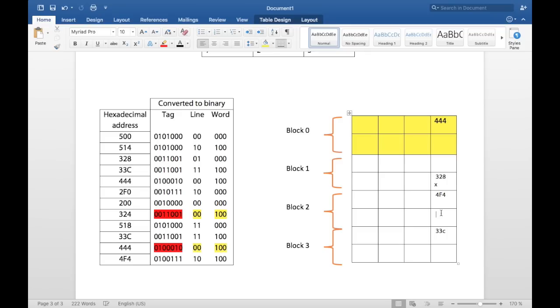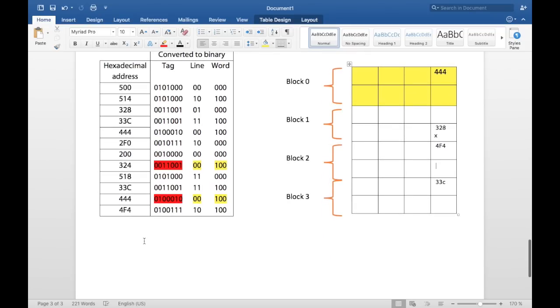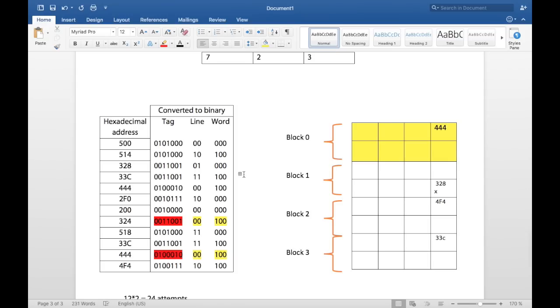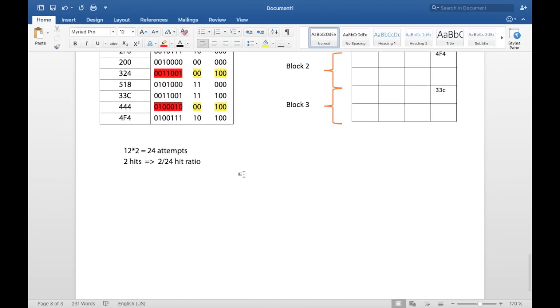Another miss. So we had 12 addresses, we repeated 2 times, so we had an overall of 12 times 2 equal to 24 attempts, out of which we had 2 hits, which means we have 2 out of 24 hit ratio. This is what we're looking for in this question. That's it, nothing else. I know at first it may seem really confusing and weird, and it may not make any sense, but it's not actually that hard.